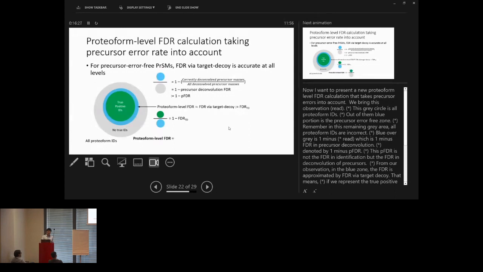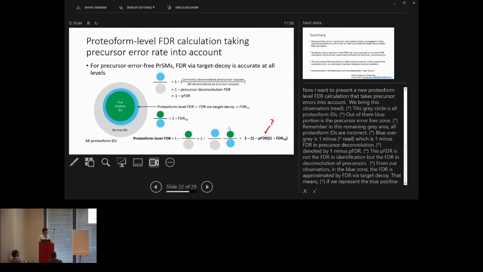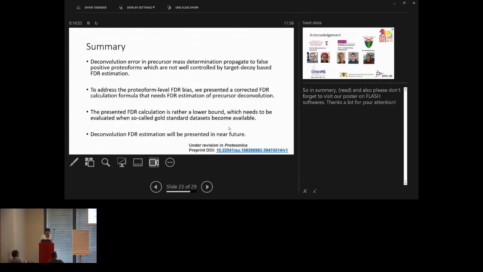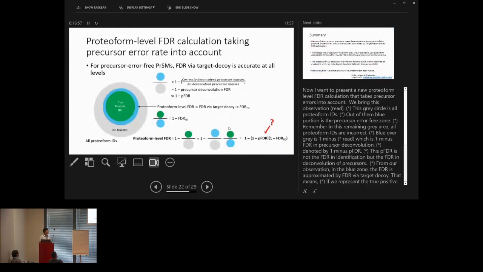So our goal, proteoform level FDR, is nothing but 1 minus green divided by gray, which can be represented by this illustration, and it is 1 minus (1 minus PFDR) times (1 minus FDR TD). This is quite a simple deduction, but the problem here is that we still do not know what this PFDR, or precursor deconvolution FDR, is, right? It's not an easy question, and we are working on that. We are working on that, and actually we have our own method, but still there's no publication, so I cannot say this is done.